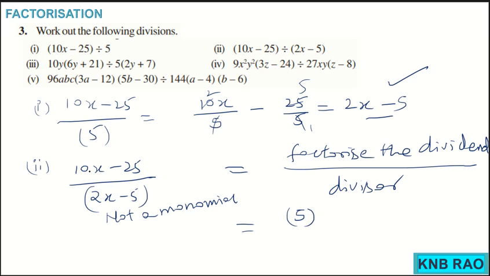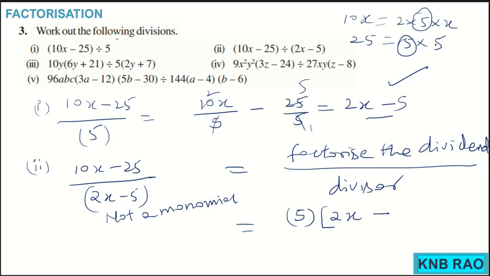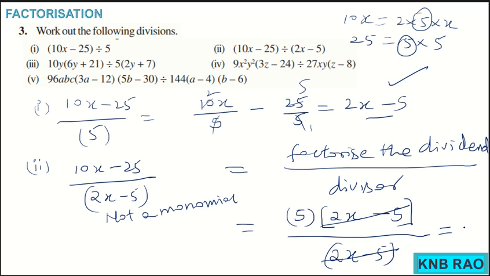5 is common in 10x because 10x can be written as 2 into 5 into x in its irreducible form. 25 can be written as 5 into 5, where one 5 is common, that I have taken out. Into here leftover is 2x minus, in this 25 leftover is 1, 5 upon 2x minus 5, this divisor. So this factor of the dividend cancels with the divisor, so we are left over with only 5. 5 is the quotient. Let us see one more example.